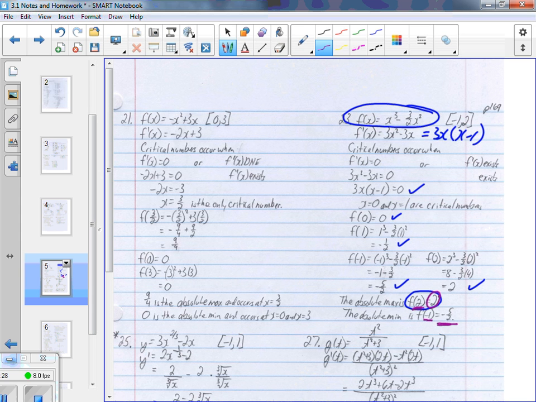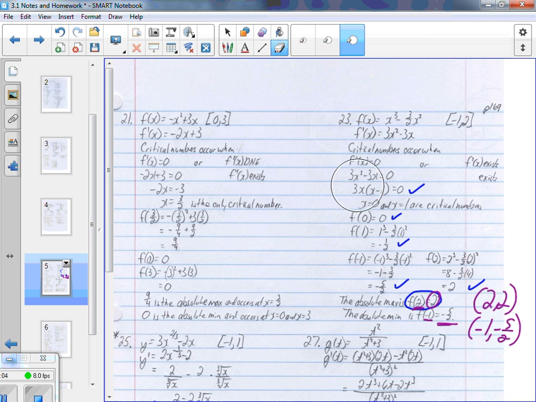Okay? So it's very similar to just giving them a point. 2, 2 is where the absolute max occurs. -1, -5/2 is the point where the absolute min occurs. Remember, the extreme values are actually the y coordinates. Pay attention to the directions. If you're not sure if they're asking you for the value or just the x coordinate where it happens, give them both. Okay? Give them both. All that makes sense? All right, what else?